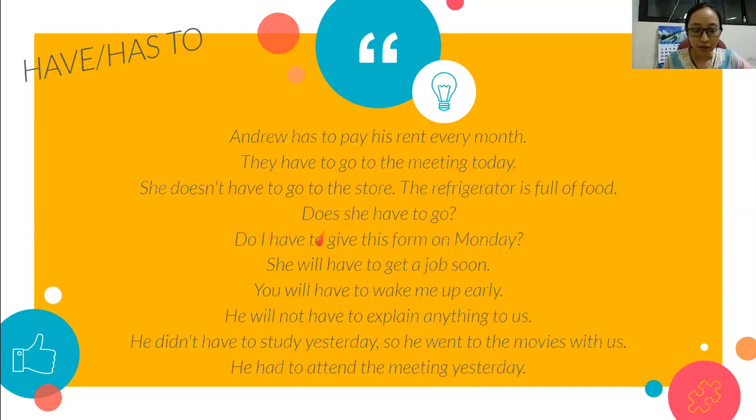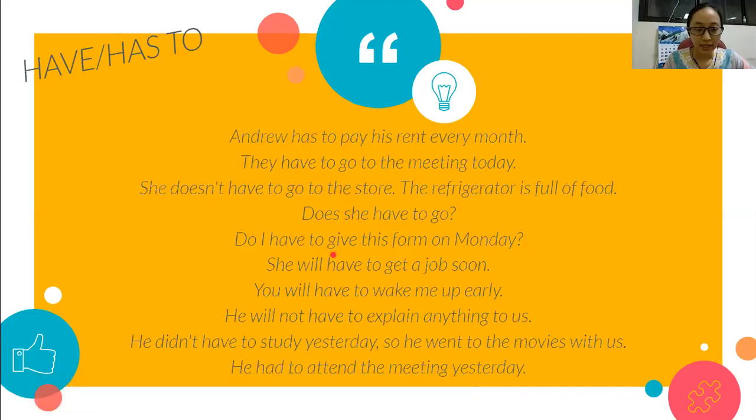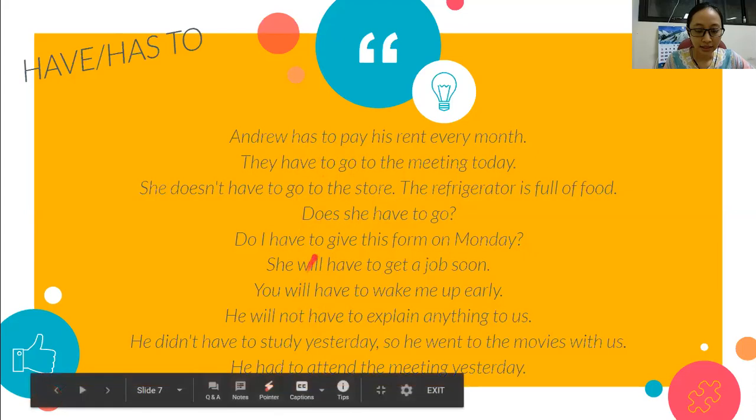And for the interrogative, these are the examples. And this is for future situation. Tadi kalau ini kan have or has to for present situation. And this is for future situation. Will have to. And the last two sentences are for past situation. So we use had to. And the negative form is did not have to.